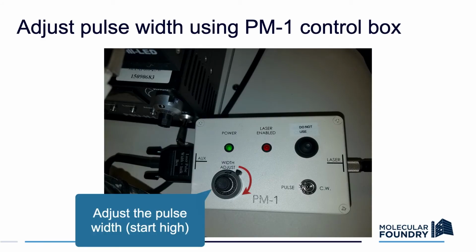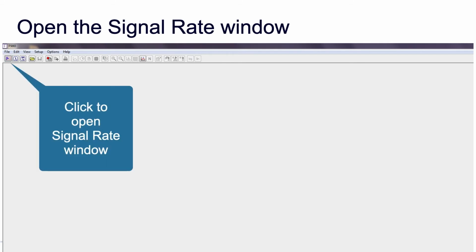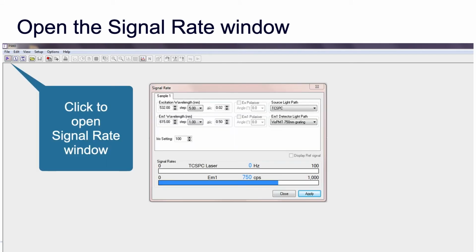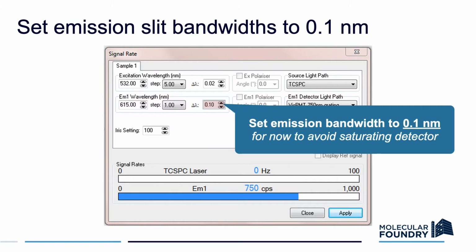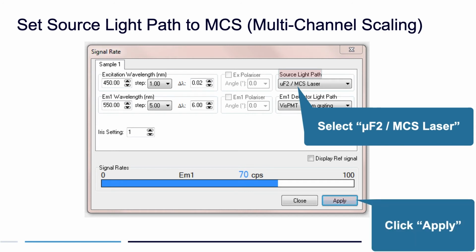So I like to start with a really long pulse, just because that way I know the system is getting as much power as it can. I can always reduce this pulse width later. Next, I'll open up the signal rate window, and then I'll set the emission bandwidth to 0.1 nanometers because I'm going to start changing the system and I want to protect the detector. In the source light path, I'll select the option that says MCS laser, and then I'll click apply.